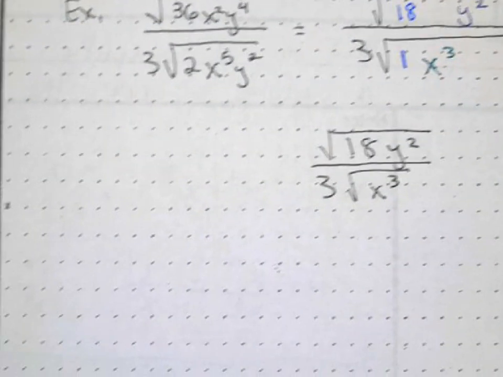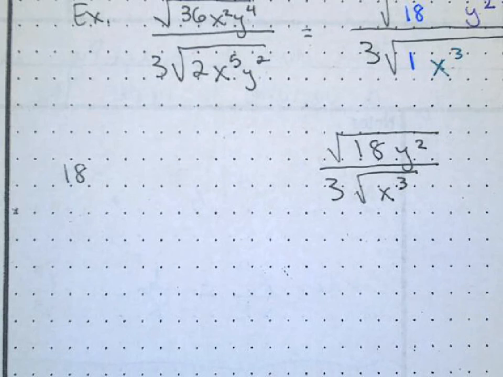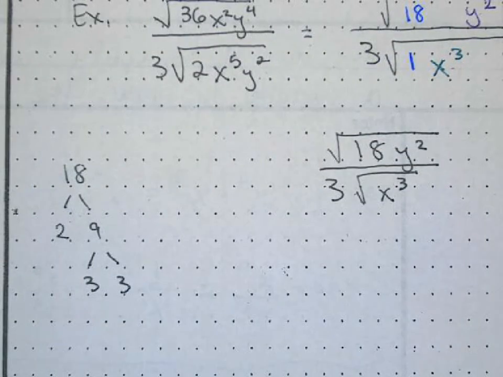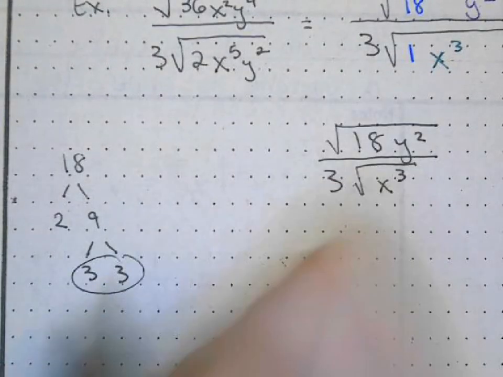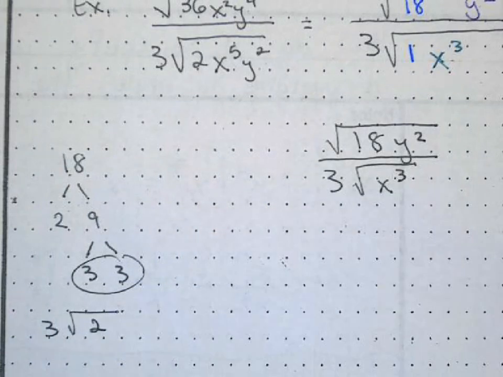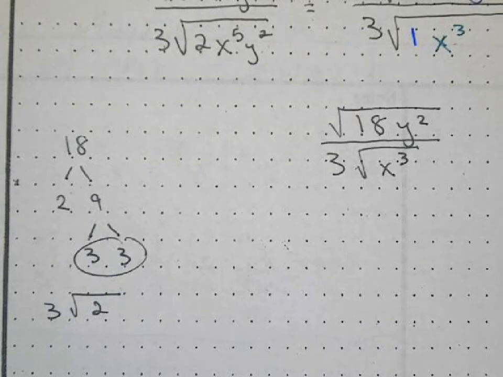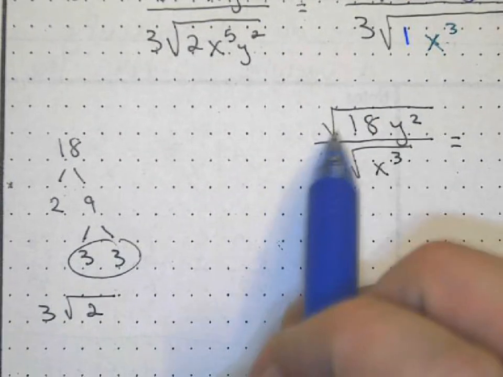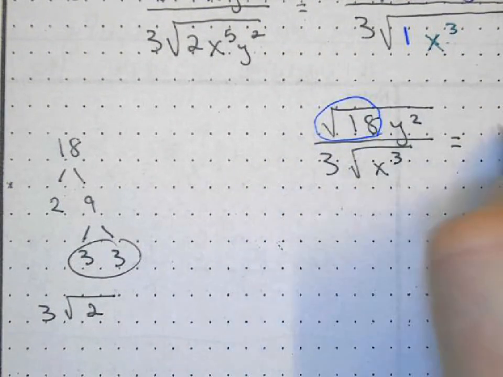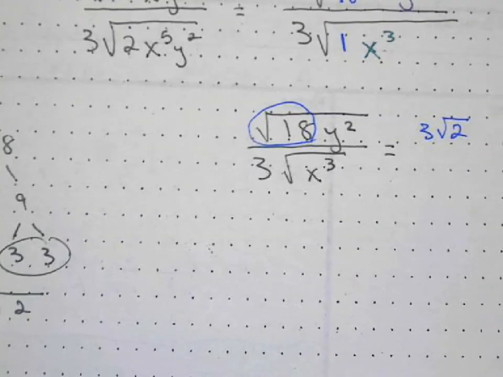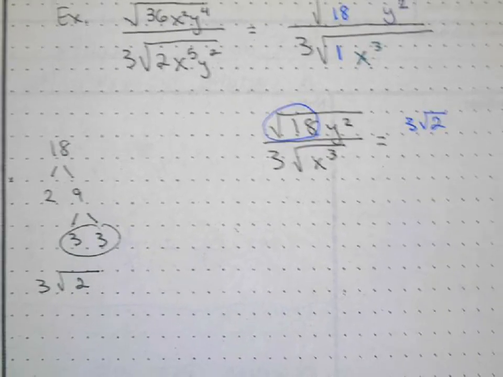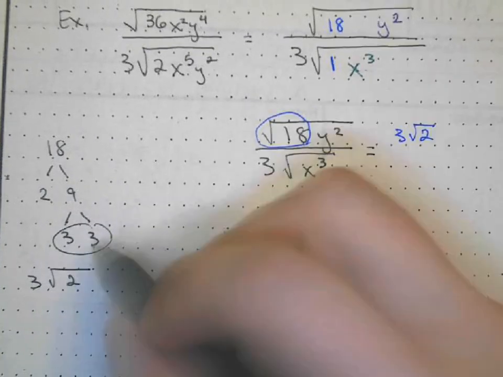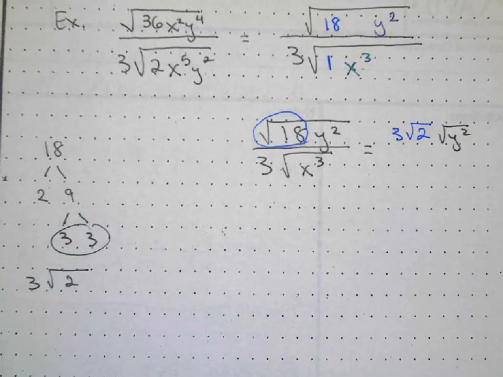I'm just going to do some side work over here. So we have 18, and we'll draw our factor tree. So I have 2 and 9, 3 and 3. So the square root of 18, 3 pops out, and the 2 stays inside. So the square root of 18 becomes the 3 root of 2. So that piece right there, the square root of 18 piece, becomes our 3 root 2. And then we'll have this y squared piece still right there.